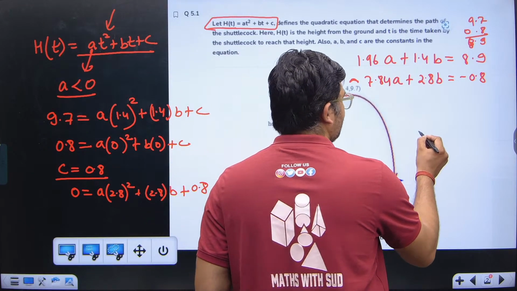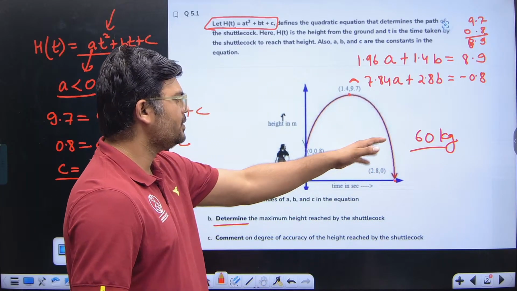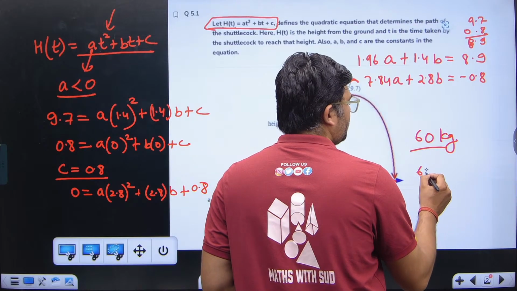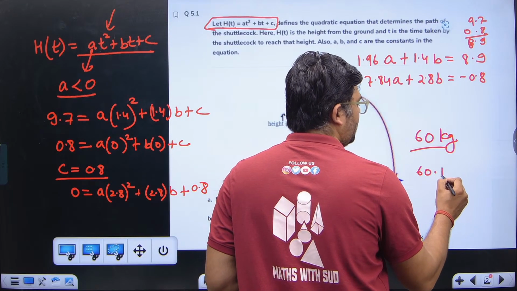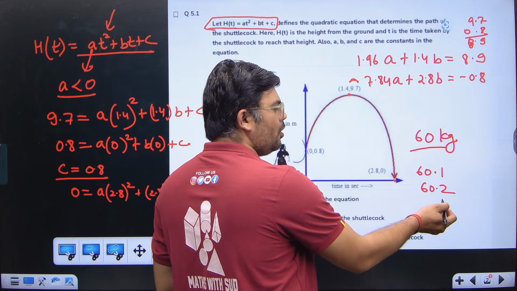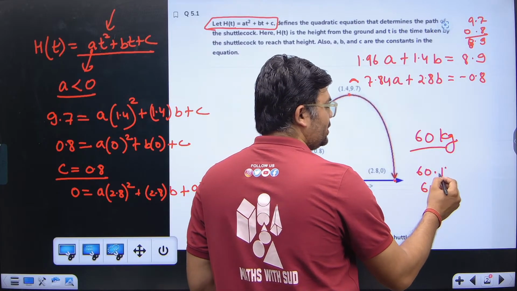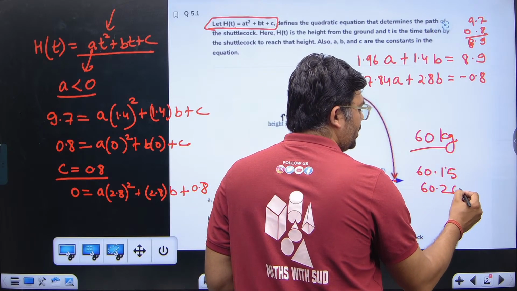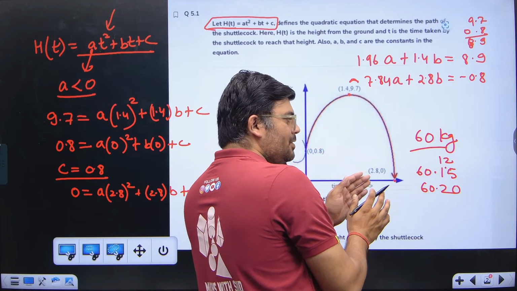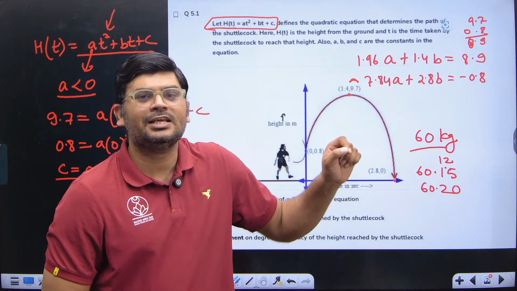Suppose your weight is 60 kg. If I ask you what is your weight, you will say mass is 60 kg. But if I say, is it more than 60.1 or is it between 60.2? Is it greater than 60.2 or greater than 60.1? You will say, sir, it is 60.1. Then I will ask you, is it 60.15 or 60.20? So you will say, sir, it is 60.12. So you see, as we are going towards more and more decimals, the degree of accuracy is increasing.